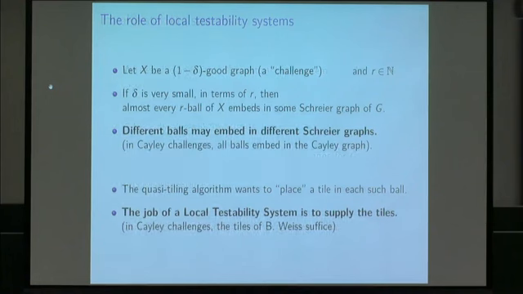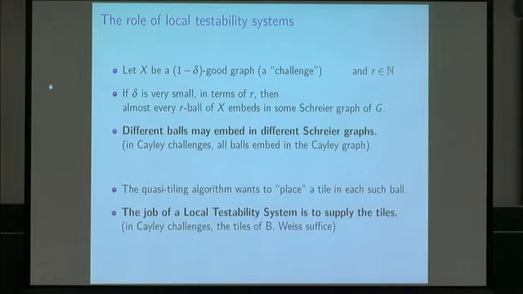So before I tell you what a local testability system is, I want to explain what it does. So consider a 1 minus delta good graph. That is a challenge. But now I'm not assuming anymore that it's a Cayley challenge or anything specific, just a general challenge. So this is the real problem, to solve a general challenge, a general graph where the relations are satisfied almost everywhere.